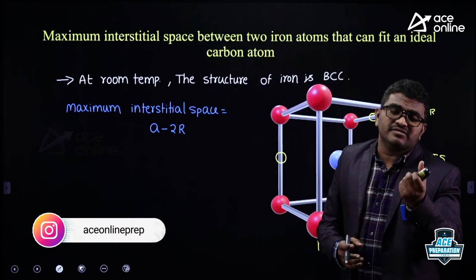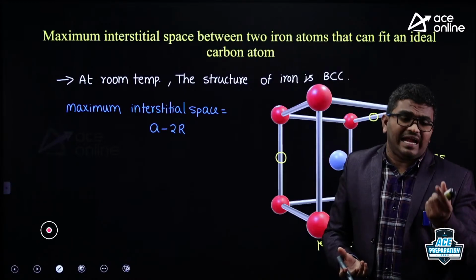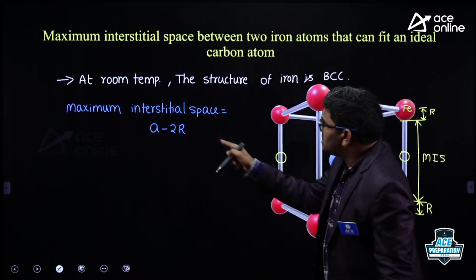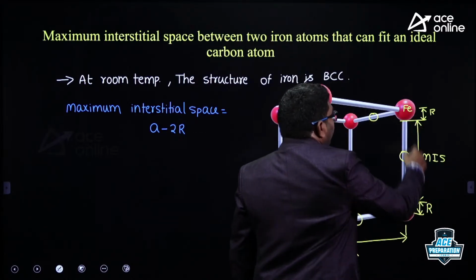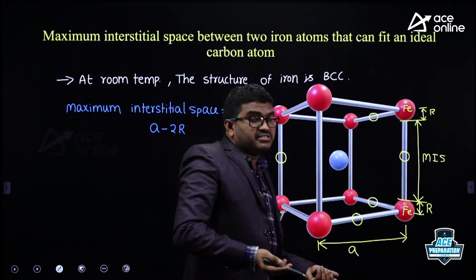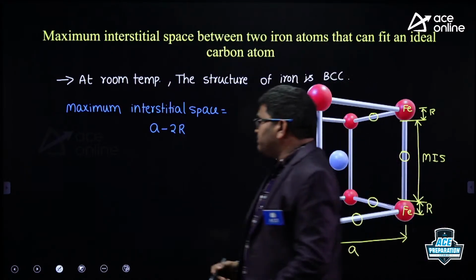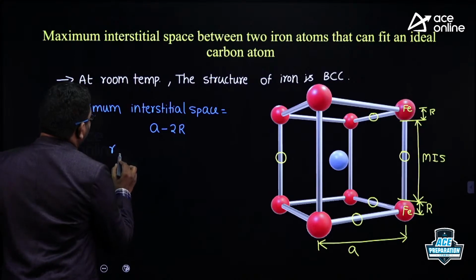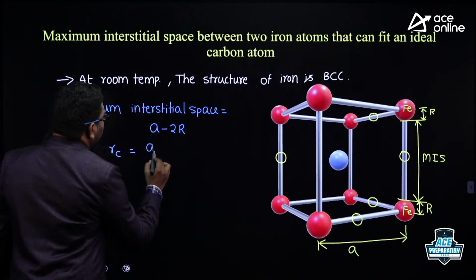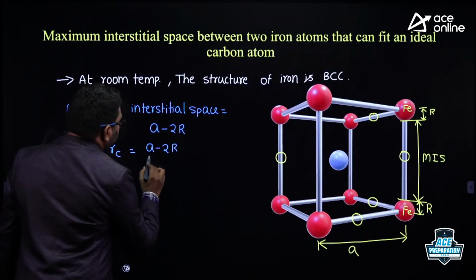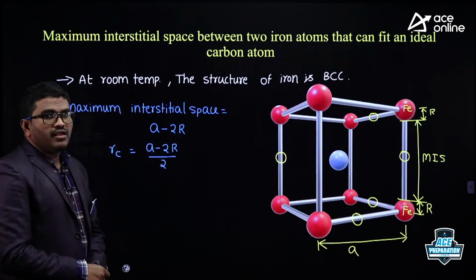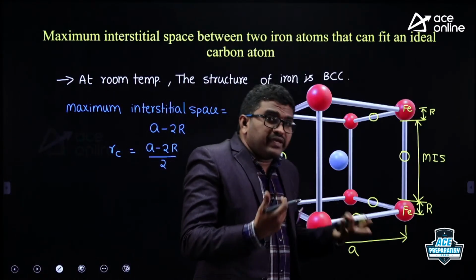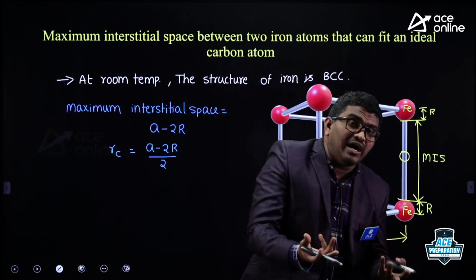But from your exam point of view, sometimes they will ask you what is the maximum ideal radius of carbon, or the ideal radius of the atom that can fit between two iron atoms. This represents actually the diameter of the ideal atom, but sometimes they will ask the radius also. If they ask you the radius, listen carefully: the radius of the ideal carbon atom is (A minus 2R) by 2. Sometimes they will ask you in terms of A, or sometimes in terms of R also.